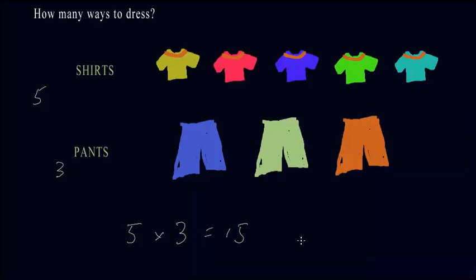If you want a more intuitive reason, think of it this way. If one shirt has 3 pants, 2 shirts can have 6 pants, then 5 shirts should have 15 pants. And each pant technically is a way of dressing.